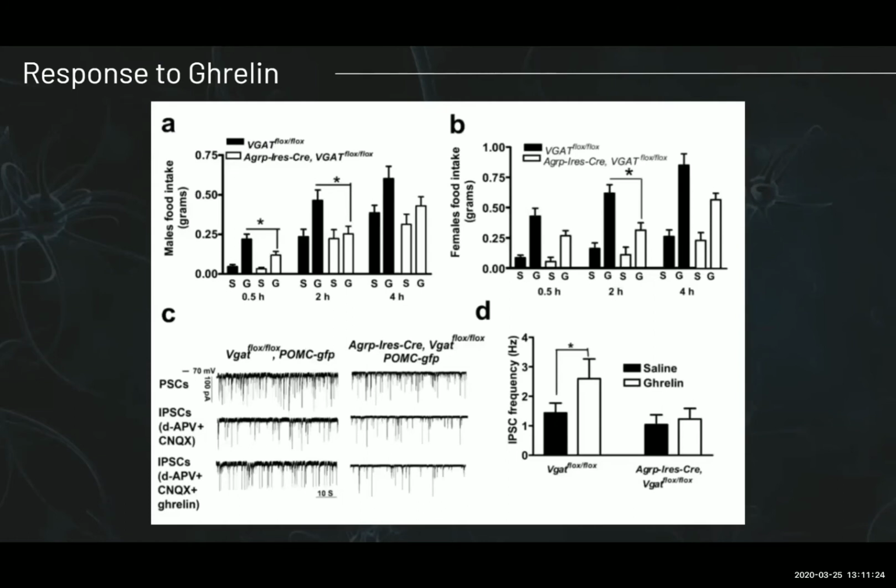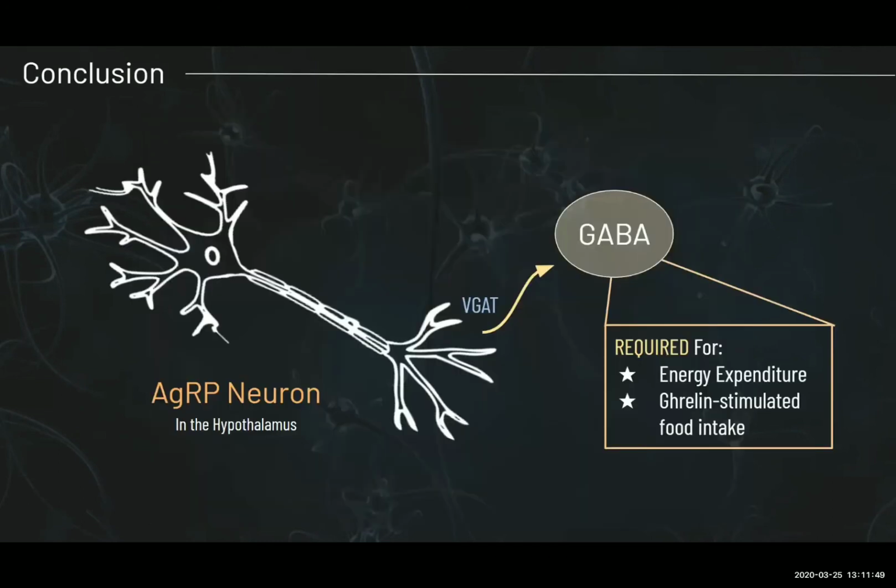Okay, so AGRP neurons are a major target of ghrelin, the hunger hormone, which stimulates appetite, increases food intake, and promotes fat storage. Mice with defective VGAT, lean mice, had decreased response to ghrelin. This indicates that GABA release from AGRP is an important mediator of ghrelin's stimulatory effect on food intake. GABA is required for energy expenditure, ghrelin stimulated food intake, and they found this out by deleting VGAT.